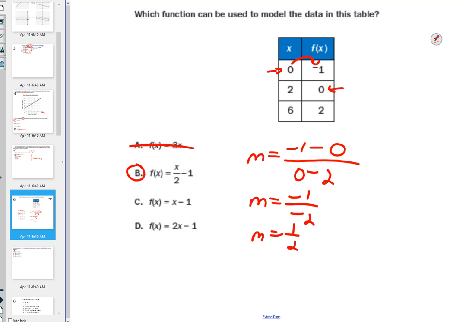X over 2 is the same as dividing by 2, which is the same as multiplying by 1/2. Right, Kiara? 4 out of 5 Kiaras agree.